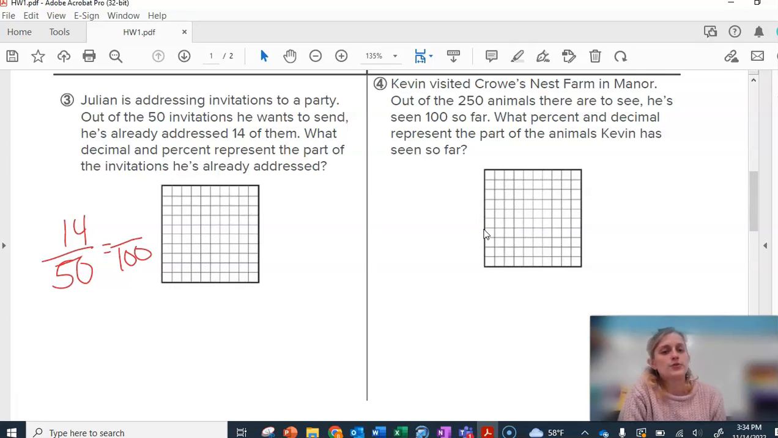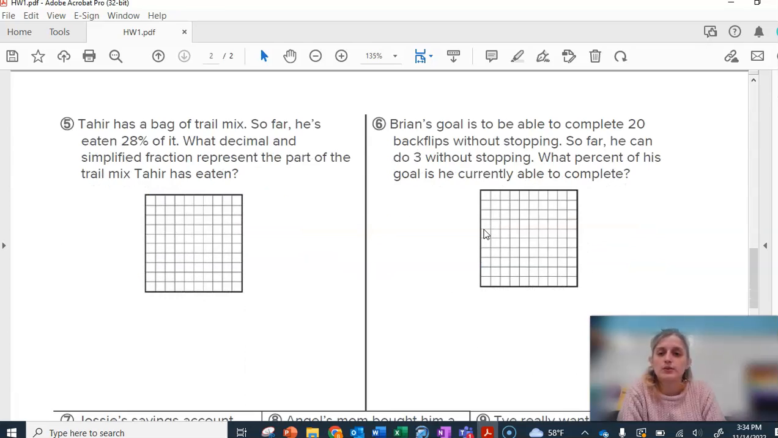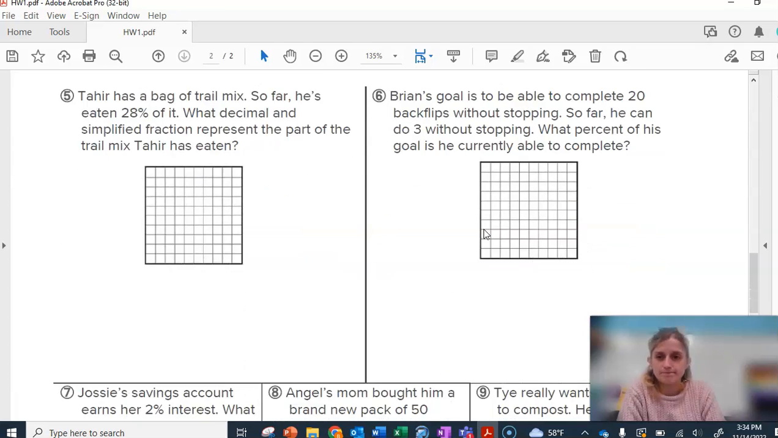The only thing you want to watch out for is, so far these have all been like, he's already addressed 14 of them, but you want to watch out just in case there's some that say, like, he's already addressed 14 of them. How many has he not addressed? Usually that's in capitals, but not always. Oh, here's one that's a percent already.